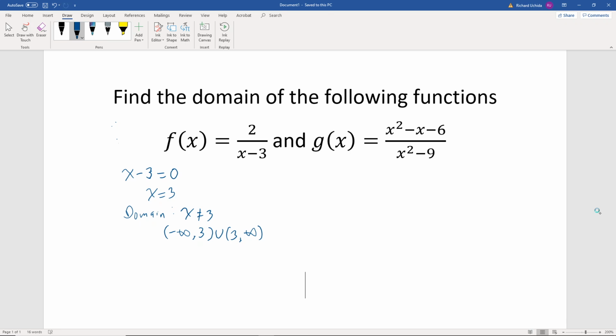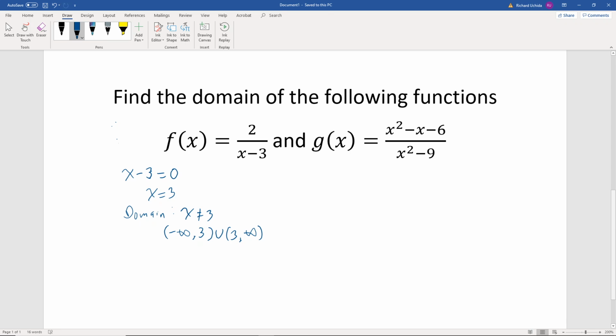And now let's look at this other function, g of x, and let's find the domain of this one as well. So g of x equals x squared minus x minus 6, all of that divided by x squared minus 9. Now, one thing I always find useful when we're dealing with rational functions, not only finding the domain, but also finding the vertical asymptotes, is just to factor your numerator and denominator.